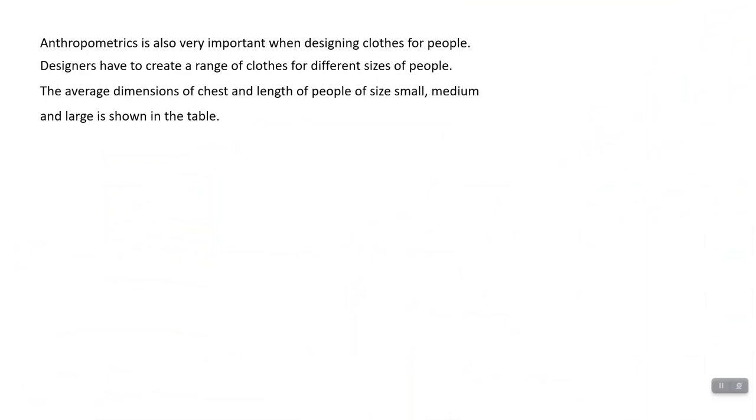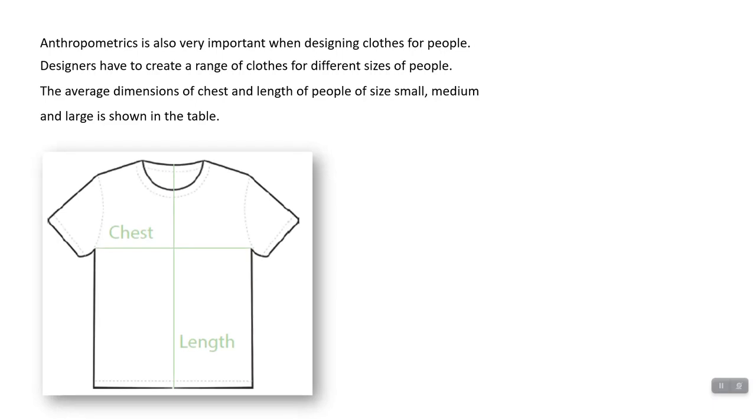So anthropometry is also very important when designing clothes for people. Designers have to create a range of clothes for different sizes of people. The average dimensions of chest and length of people of size small, medium, and large are shown in the figure below.